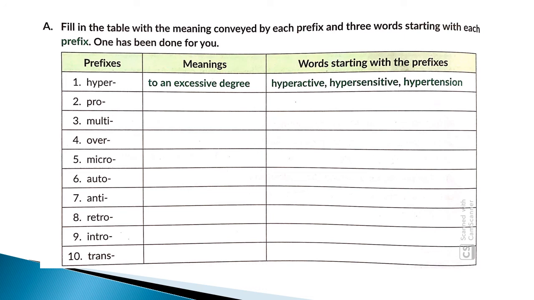Let us see the third one, multi. Multi means more than one. The words that we can make are multicolored, multiverse, multilingual. So use your English Oxford Dictionary, find the meanings of all these prefixes and create three new words each. Do this in the textbook itself.